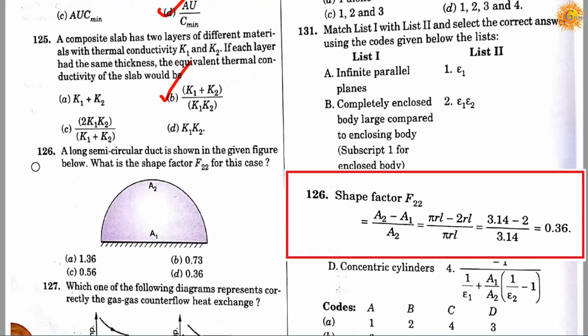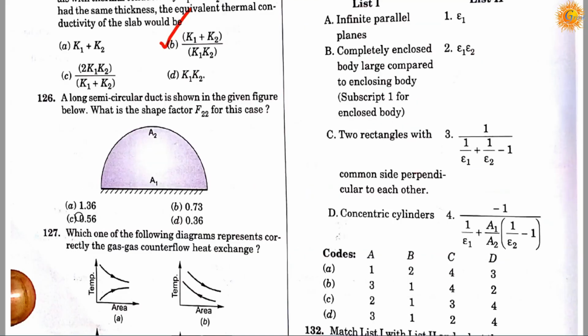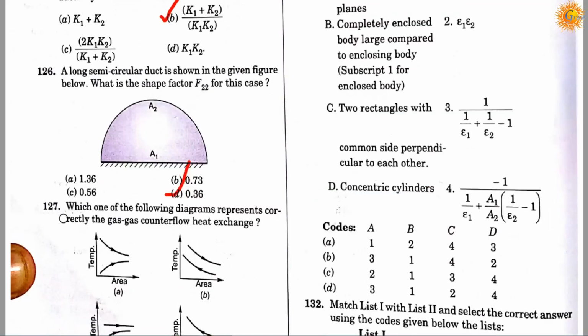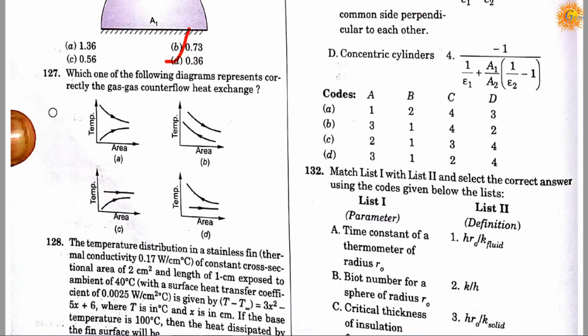Question number 126. A long semicircular duct is shown in the given figure below. What is the shape factor F22 for this case? Option A, 1.36. Option B, 0.37. Option C, 0.56. Option D, 0.36. So the shape factor F22 for this case will be D, 0.36.